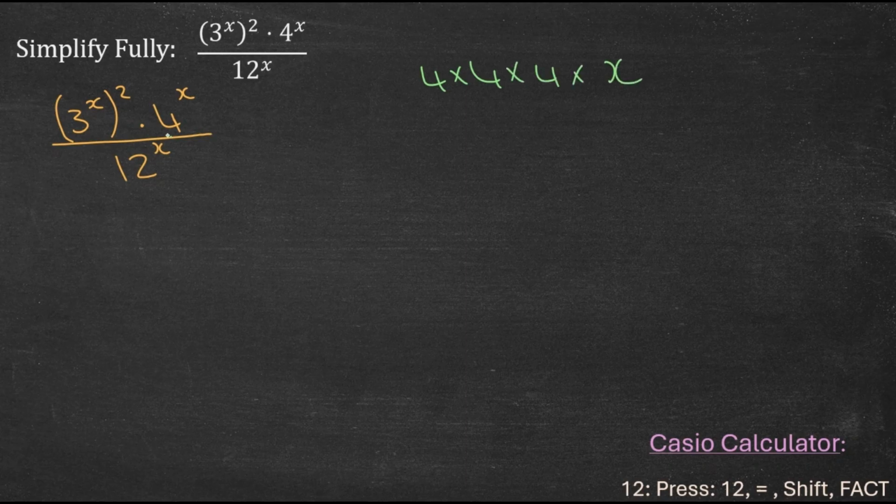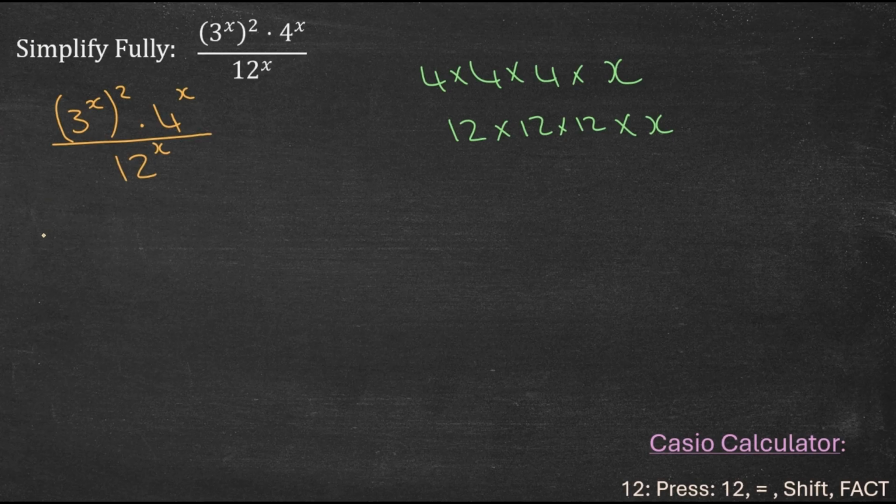And it is the same with this 12 to the power of x. It means 12 times 12 times 12, x times. So the 4 and the 12 are not just ordinary numbers standing on their own anymore. At this stage, they are bases with exponents attached. And that is why we first rewrite them using prime bases.